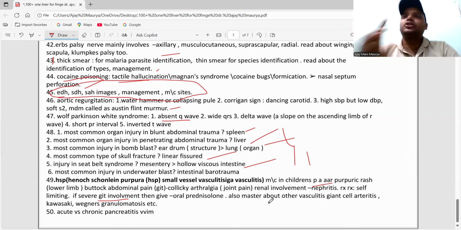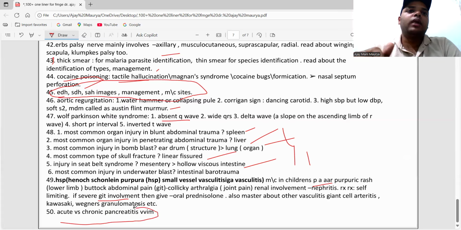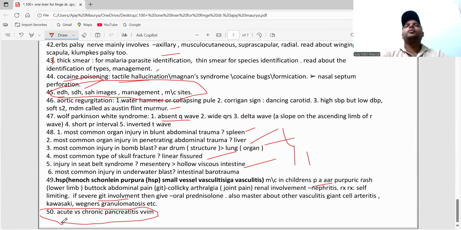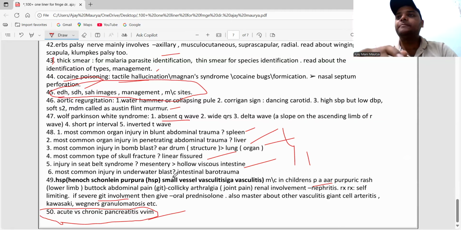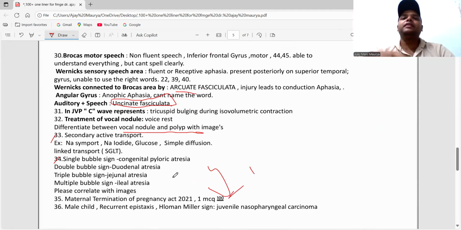Okay? Please also try to read about acute and chronic pancreatitis. What are the common causes, the complications, and the surgeries. These are the main important things. You have to know how to differentiate between acute and chronic pancreatitis. Okay, everything is in my PDF, guys. Try to master it.